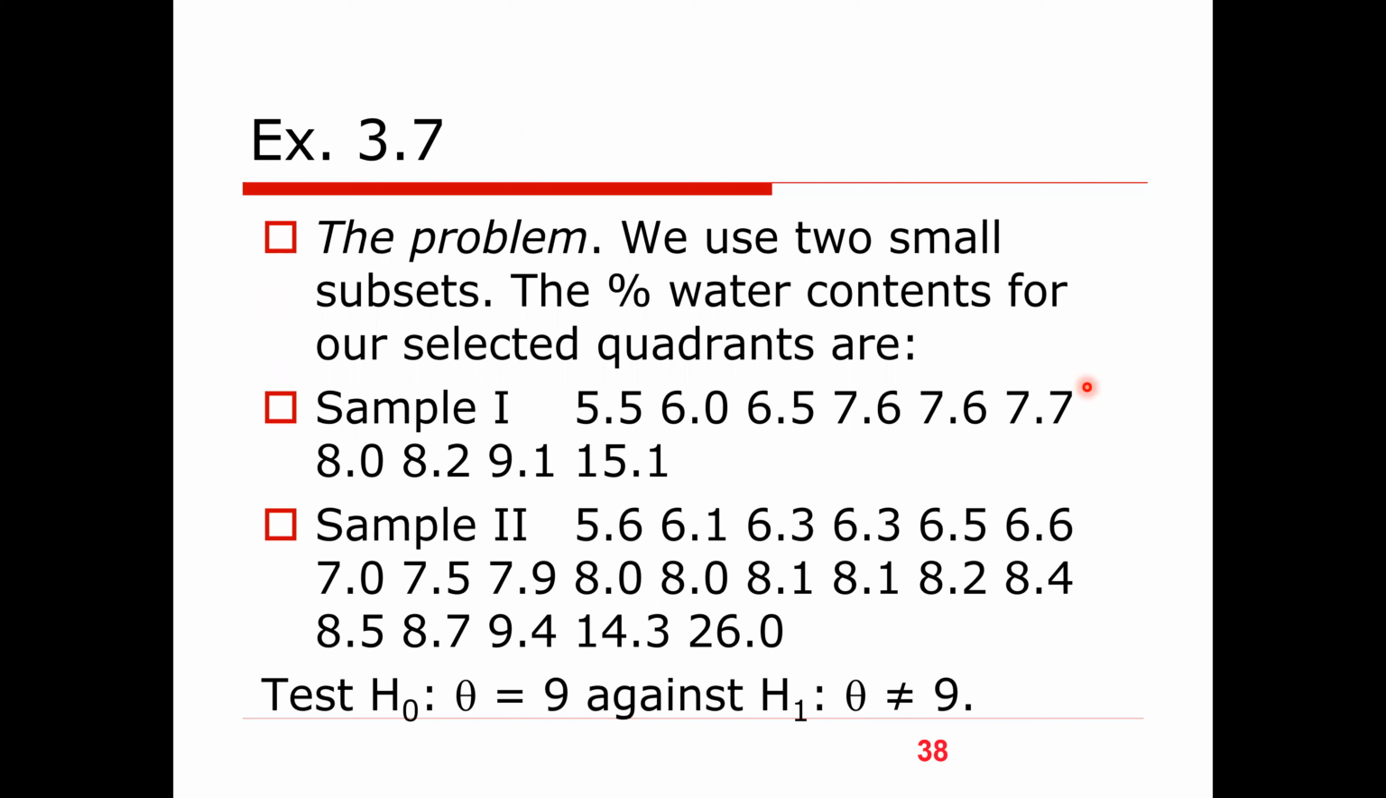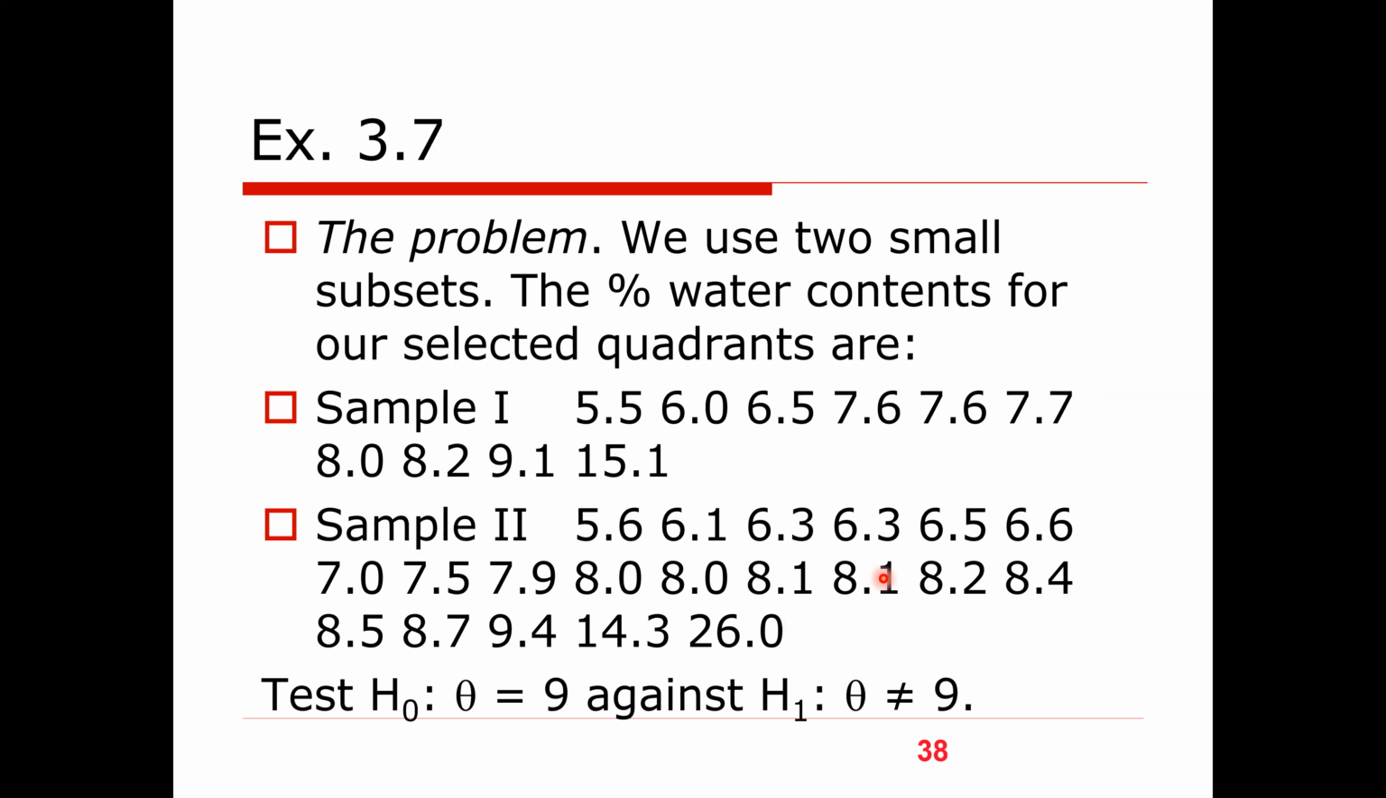Let's look at an example. Example 3.7. We have two samples: the percent water content for selected quadrants. These are the data from the example we skipped in the last lecture. By quadrants, we mean areas of dirt. We want to see how much water there is in the ground.